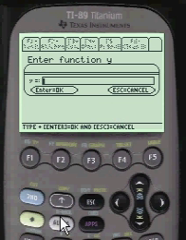We're going to enter the function. You have to press alpha before you enter anything in these entry lines here. Alpha, function is 6 times x to the third power minus 9 times x squared plus 8.